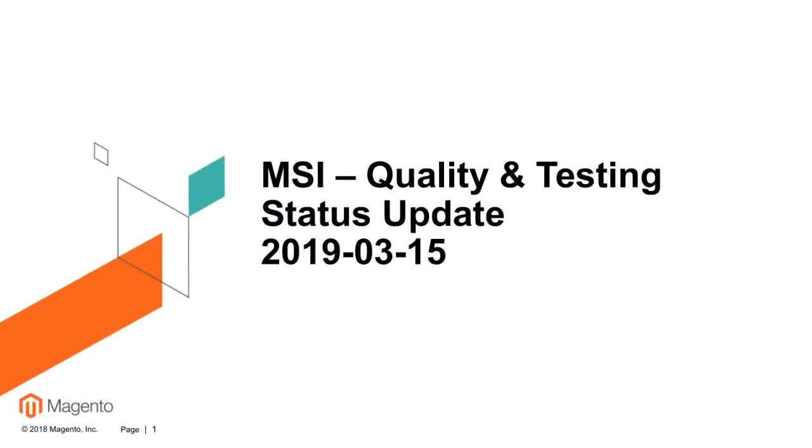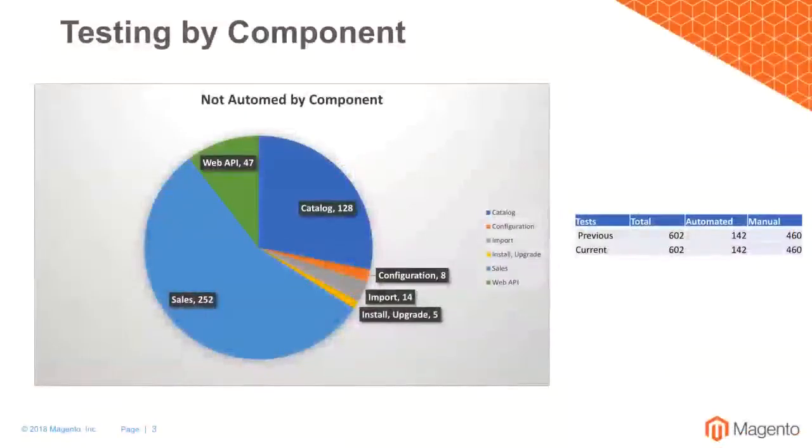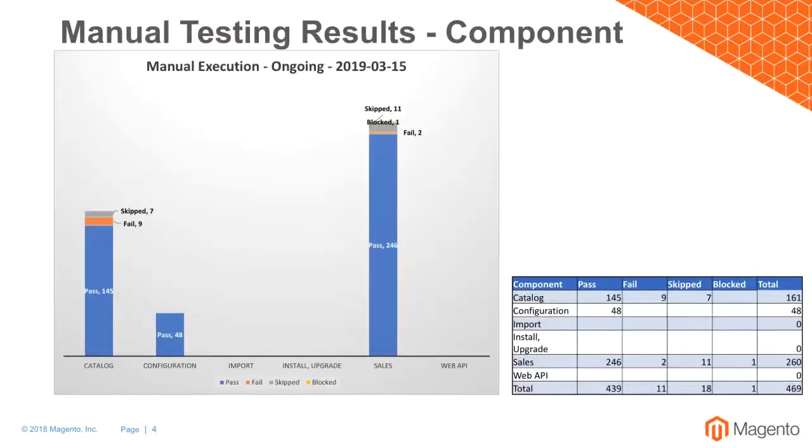Okay, so quality status for the previous week. What we'll see here is that we're currently in the middle of a regression run for 1.10, full manual and automated run. In terms of our manual testing, we'll see these numbers haven't changed, as we see 602 previous week and current week. Total manual and automated have stayed the same because we're in the middle of that manual test run, and that's where the focus is. The change in numbers is here, so this is our current execution status.